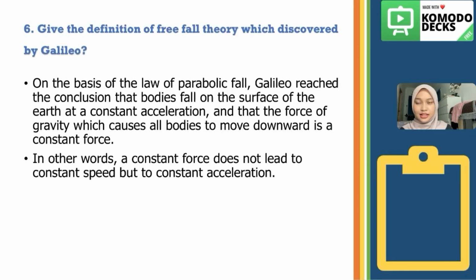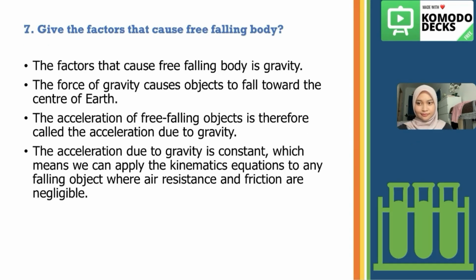For number 6, give the definition of free fall theory which was discovered by Galileo. On the basis of the law of parabolic fall, Galileo reached the conclusion that bodies fall on the surface of the earth at a constant acceleration, and that the force of gravity, which causes all bodies to move downward, is a constant force. In other words, a constant force does not lead to constant speed but to constant acceleration.